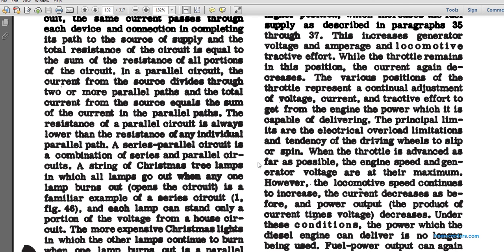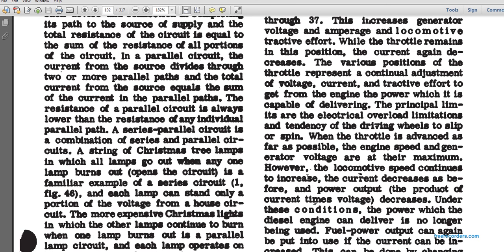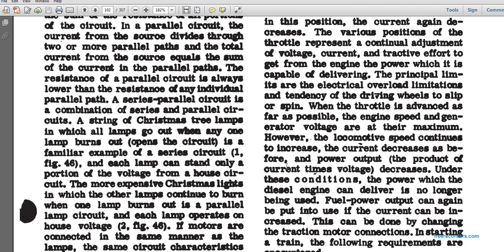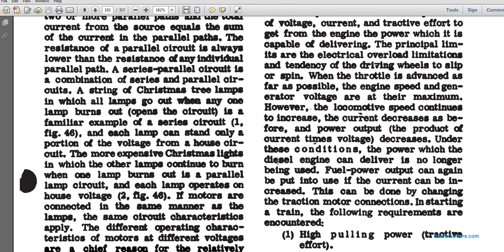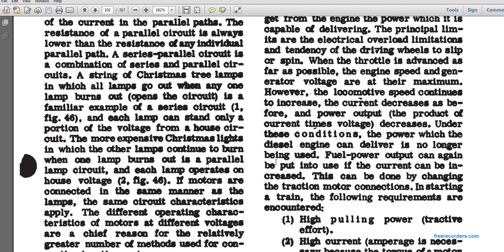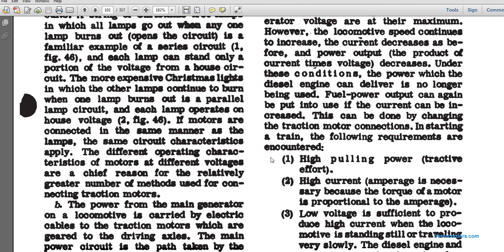Under these conditions, the power which the diesel engine can deliver is no longer being used. Fuel power output again uses the current, but it can be increased. This can be done by changing the traction motor connection, starting the train following the requirements encountered with the high pulling power to traction effort.